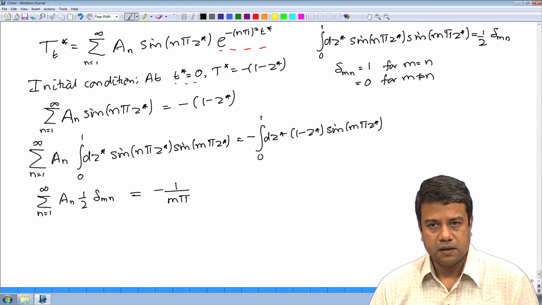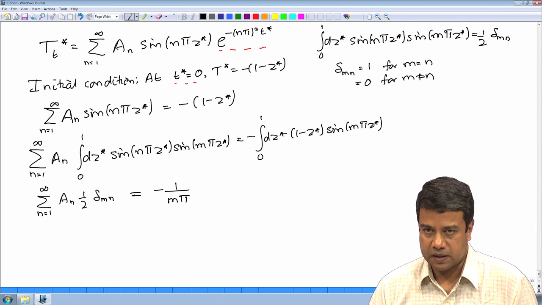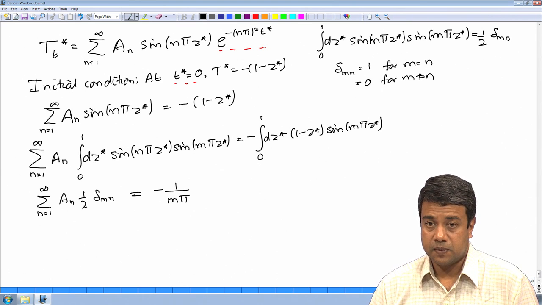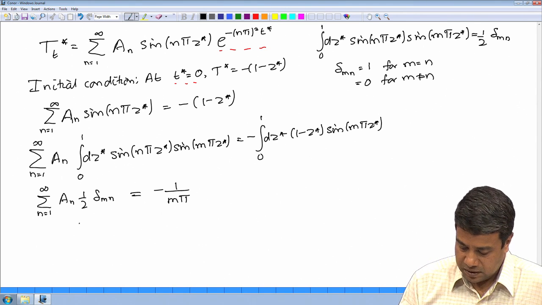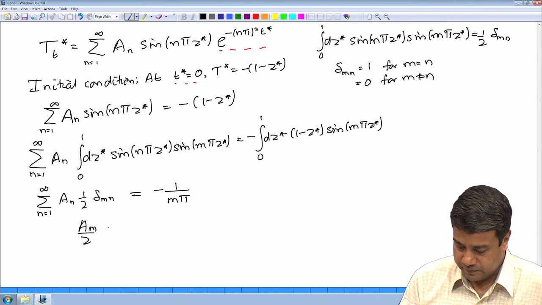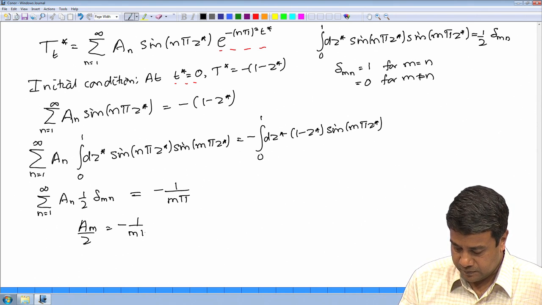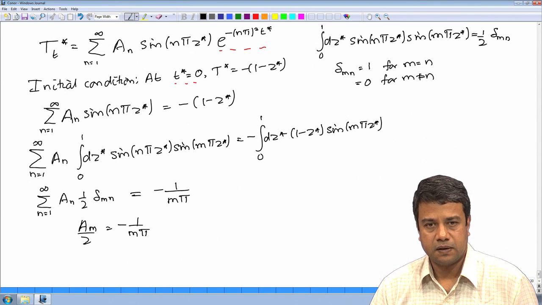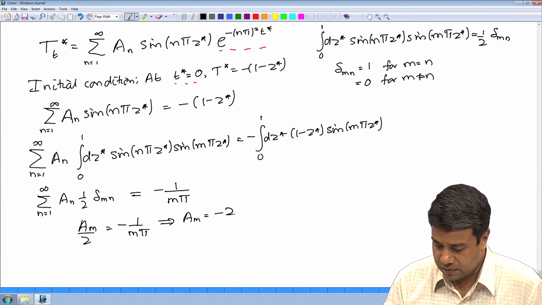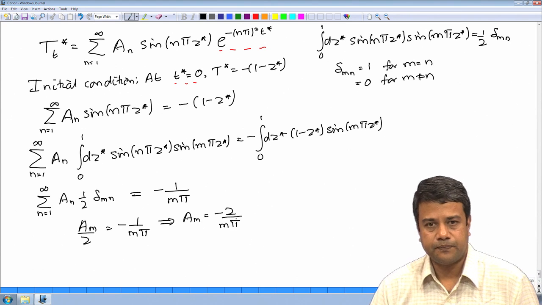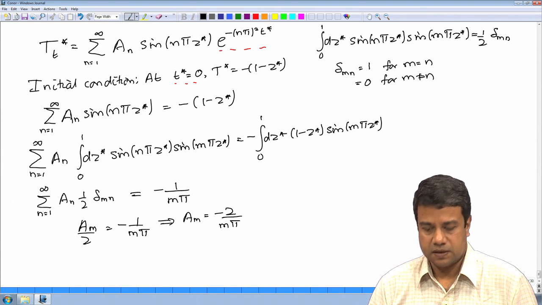If you look at the left hand side, I have a summation of a n times delta m n. Delta m n is non-zero only when n is equal to m. All other terms in the series are multiplied by 0. So, the left side effectively reduces to a m by 2, which implies that a m is equal to minus 2 by m pi. So, those are the constants in the series.